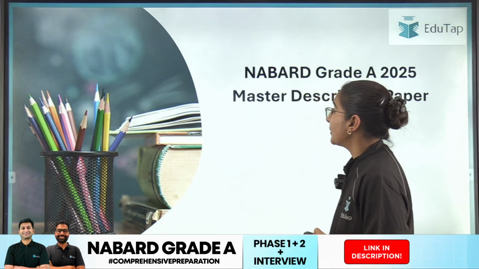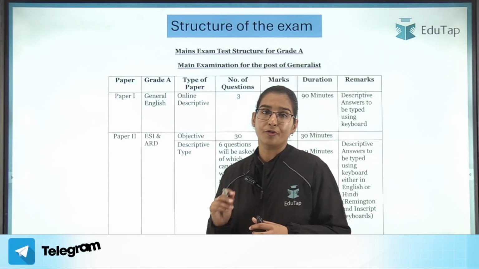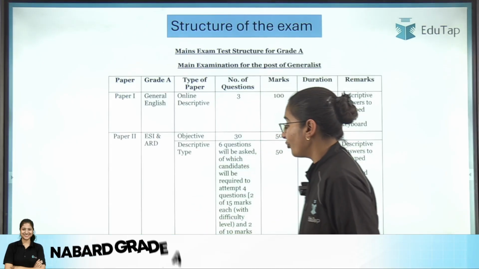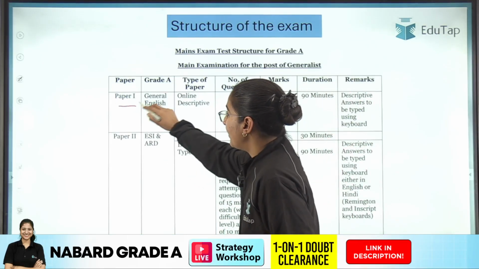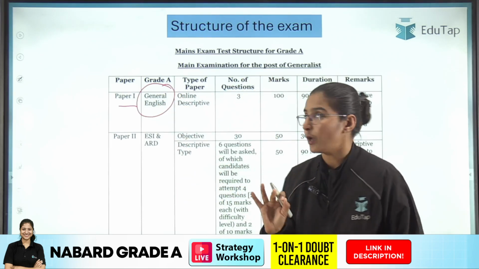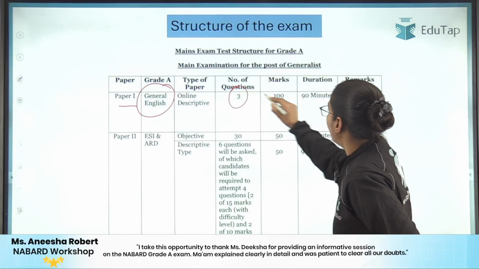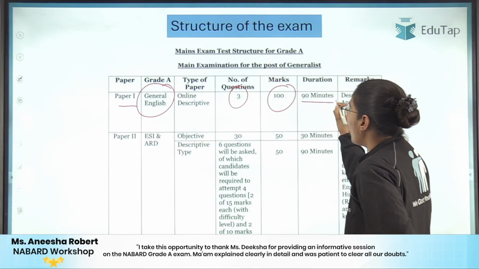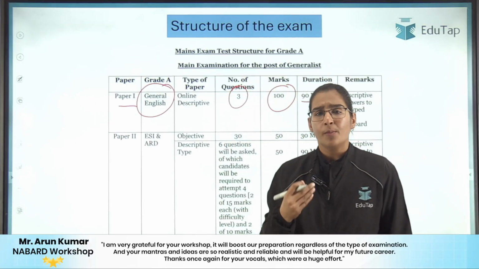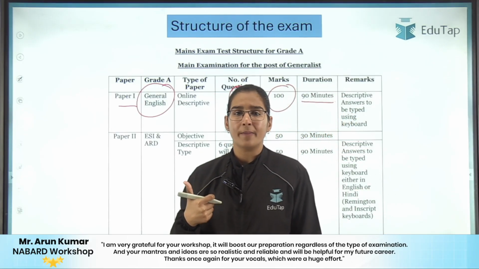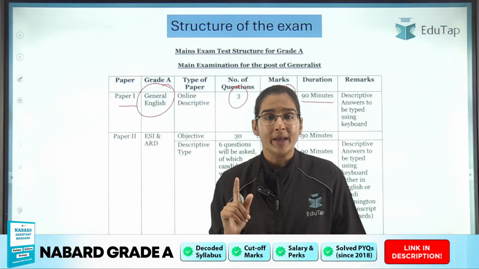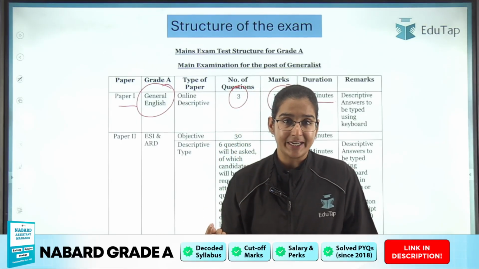As far as the descriptive paper is concerned, you are going to face the descriptive paper in two papers in the phase 2 examination. First of all, in paper number 1, general English, it is going to be a descriptive paper. There you have to answer three questions worth 100 marks, and the duration of these three questions is going to be 90 minutes. Most probably these questions will be either from essay, précis, letter writing or report writing. Right? So this is the one element where your descriptive answer writing will be tested.